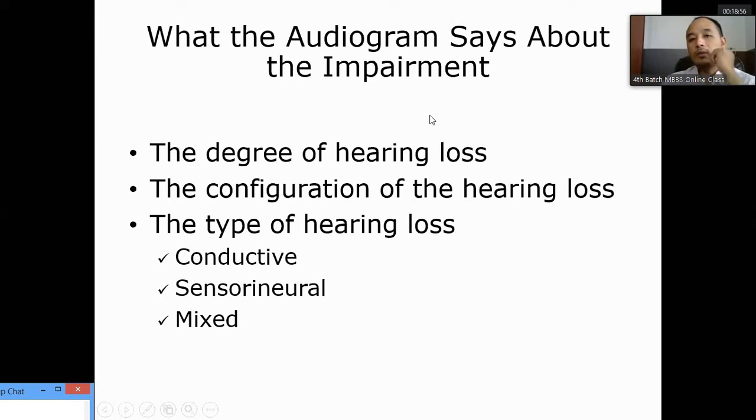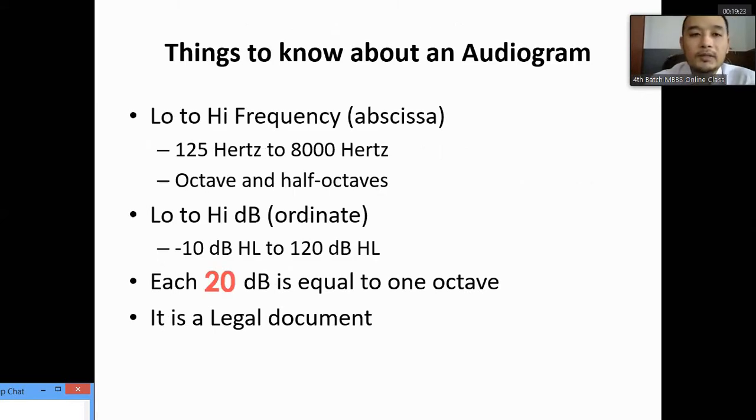Now, about the impairment of hearing, it gives the degree of hearing loss, how much it quantifies the hearing loss, and the configuration of the hearing loss. The hearing loss over different frequencies might not be equal. There might be high frequency hearing loss, low frequency hearing loss, mid frequency hearing loss, or overall hearing loss in every frequency. So it tells about the configuration and the type of hearing loss: conductive, sensorineural, or mixed.